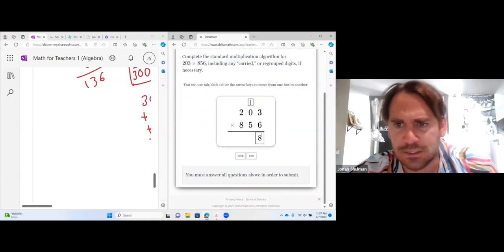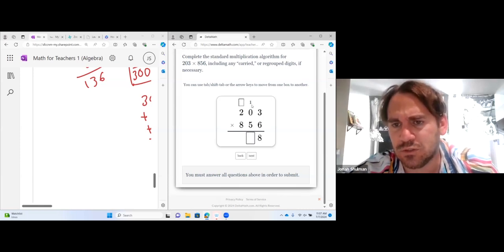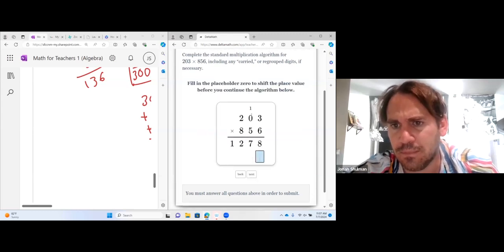6 and 3 is 18. Carry the 1. 6 times 0, 0 plus 1 is 7. And that's nothing left over. And then it's 6 times 2 is 12. All right. I didn't cross those out, but I'll survive.